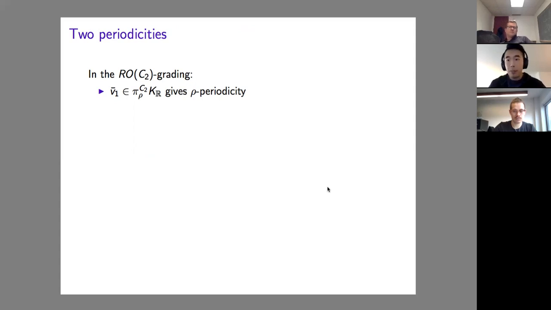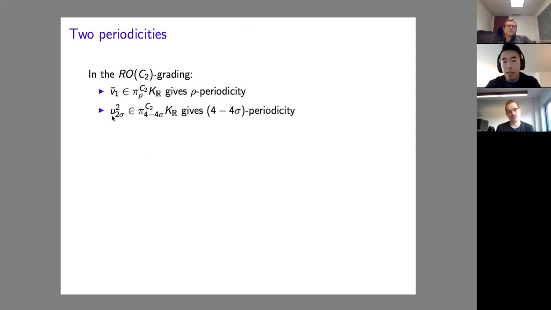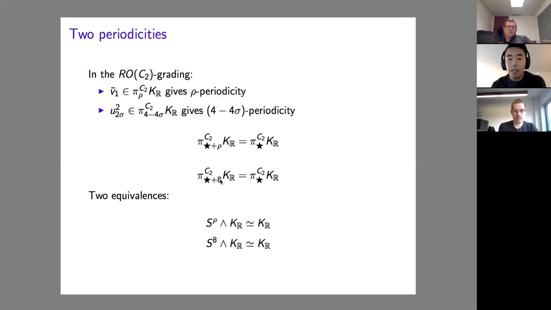When you look at the spectral sequence in the RO(G) grading, there are two periodicities. One periodicity is given by v1 bar, and that gives you a ρ periodicity. Another periodicity is given by the orientation class, and this gives you a 4 minus 4σ periodicity. The upshot is that you can take a linear combination of these, and they give you a ρ periodicity and an 8 periodicity. If I multiply ρ by 4 and add it to 4 minus 4σ, I get an 8 periodicity. So in C2, when I look at the RO(G) grading, there are more periodicities. The ρ periodicity corresponds to the complex periodicity, and the other corresponds to the real periodicity. Both periodicities are encoded in the RO(G)-graded spectral sequence, and these two periodicities correspond to two equivariances.